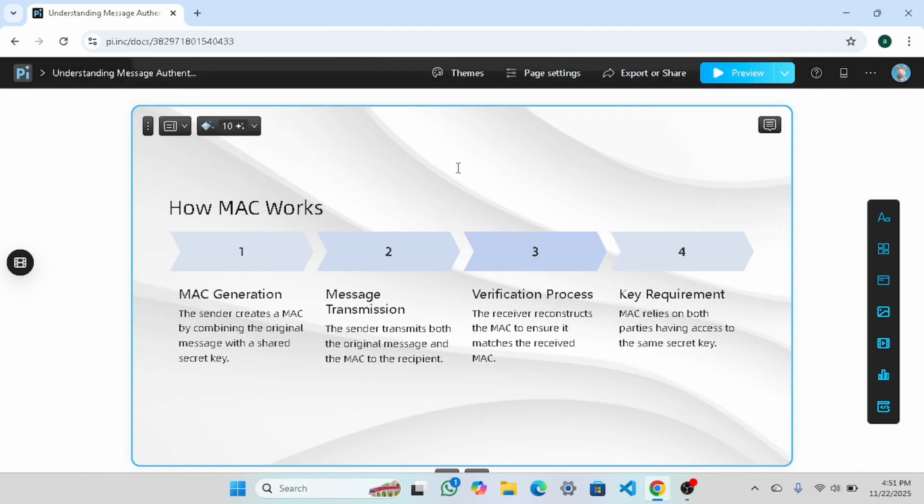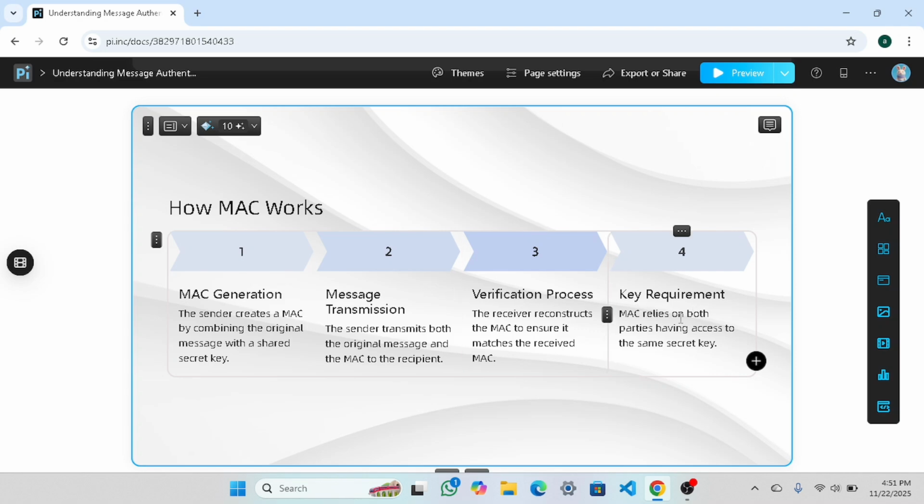Now we will go through the complete working of this MAC. First of all, the generation of MAC. The sender creates a MAC by combining the original message with the shared secret key. Then message transmission. The sender transmits both the original message and the MAC to the recipient. The third step is the verification process, where the receiver reconstructs the MAC to ensure it matches the received MAC.